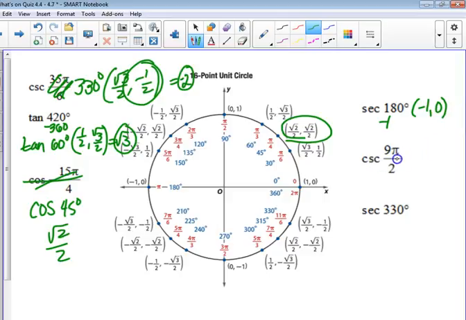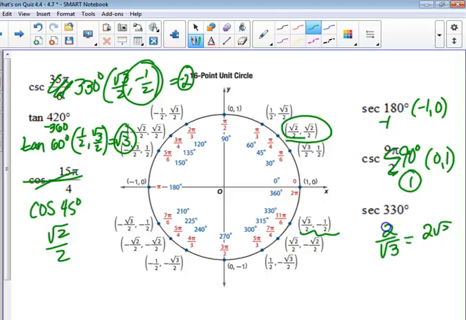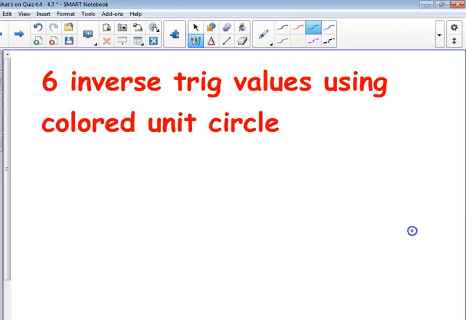Okay. Cosecant at 9 pi over 2? It's actually at 90, yep. So it's 0, 1. What is the cosecant? The flip of sine, so it's 1 over 1 or 1. Okay. Secant at 330, just right down here. Which of those do we have to flip over? Cosine, which is 2 over square root of 3, or 2 square roots of 3 over 3. We good? Okay. I think we finally got that, I hope.